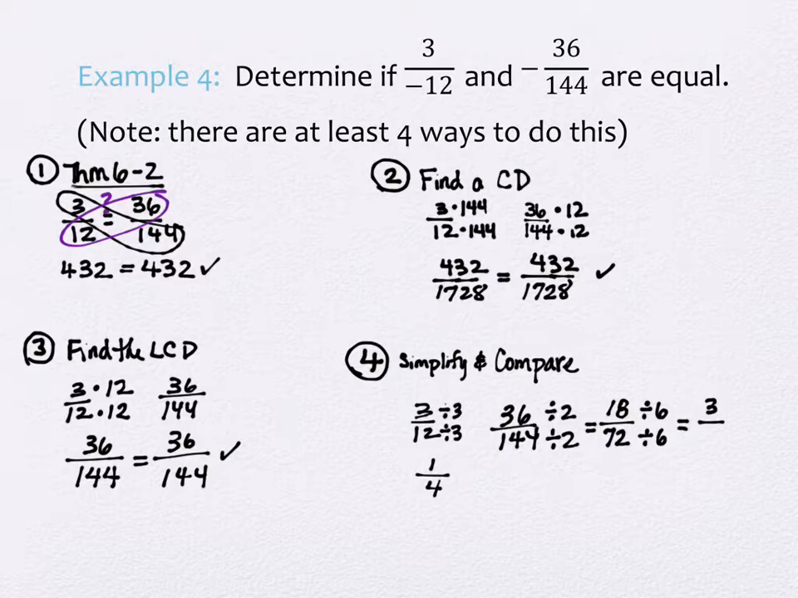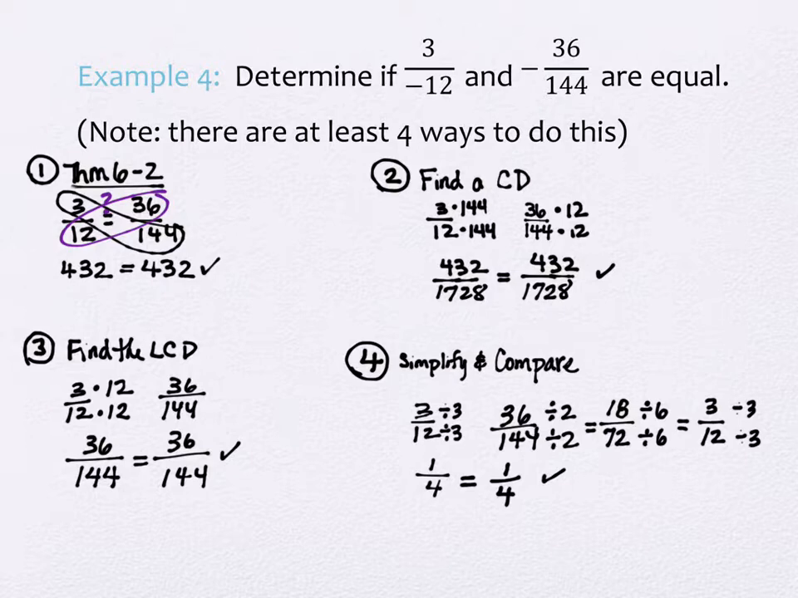3, right? And 72 divided by 6 is 12. You see that 3 12s? That's what the other one started at. And we know from there that we need to divide by 3. So 3 divided by 3 is 1, and then 12 divided by 3 is 4. So we end up with the 1/4 on both of them, so they're equal.